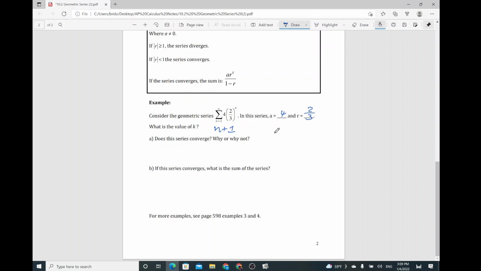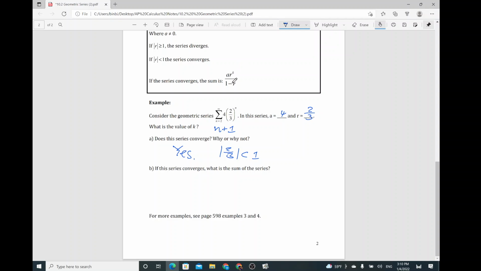Okay, so does the series converge? Why or why not? Looks like the series will be converging. Yes, and the reason is that the absolute value of the common ratio, 2/3, is less than 1. Therefore the series converges. If the series converges, what's the sum of the series? Using the formula, we have to be careful: instead of starting with n equals 1, we start with n equals 2.